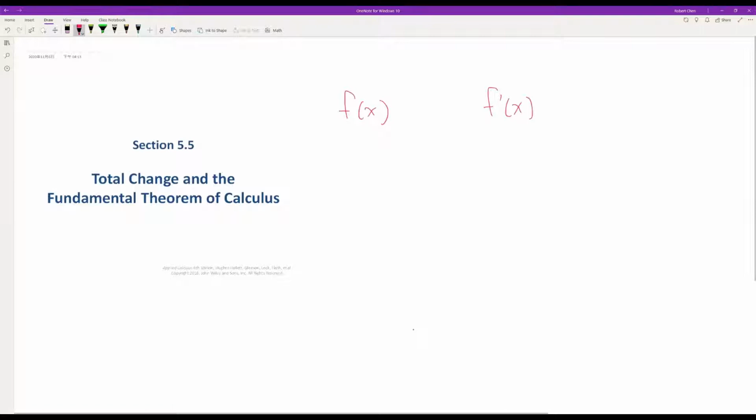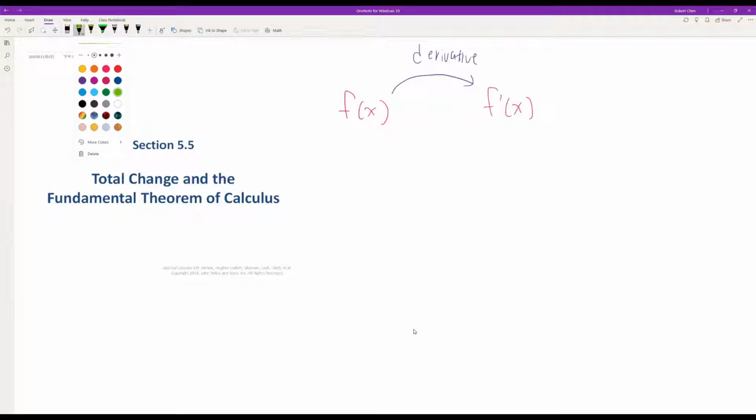Now, we actually spent quite a good amount of time talking about how to take the derivative, which will make f into f prime. That prime notation represents a derivative. Now, as with all things in mathematics, all the operations have an opposite operation. So the opposite operation of the derivative, to go from f prime back to f, is called integration, or sometimes called the antiderivative. The opposite of the derivative.